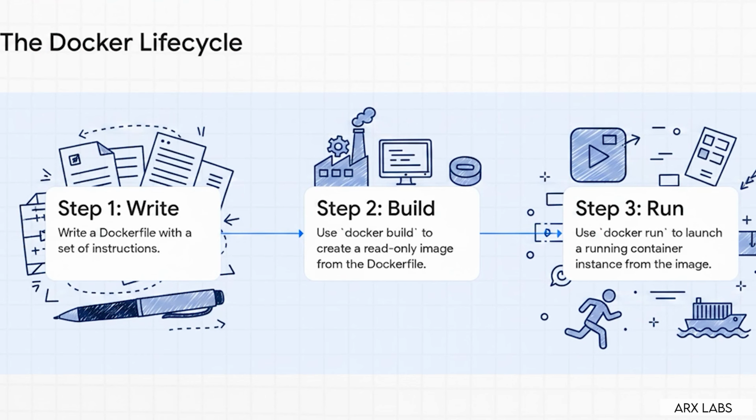First, you write the Dockerfile. That's our recipe. Second, you run the docker build command. That tells Docker to read your recipe and cook up an image, which is kind of like a frozen, ready-to-use template of your app. And finally, you use docker run. That takes the frozen template, thaws it out, and launches a brand new running container. So you go from blueprint to template to a living, breathing application.